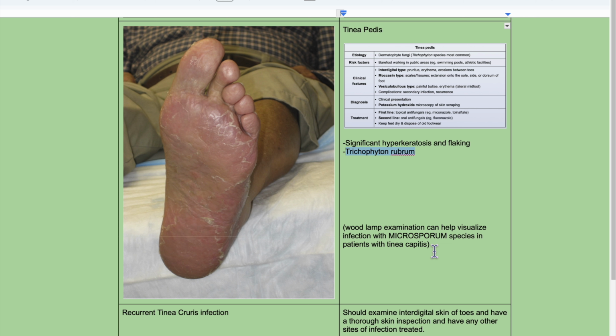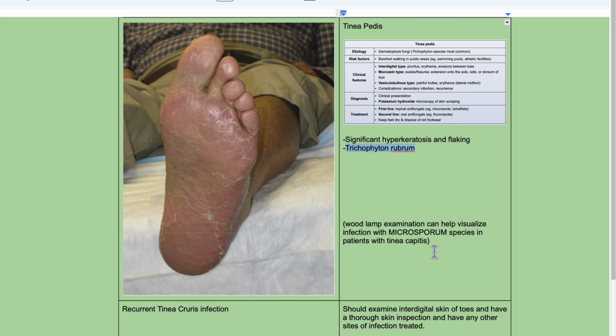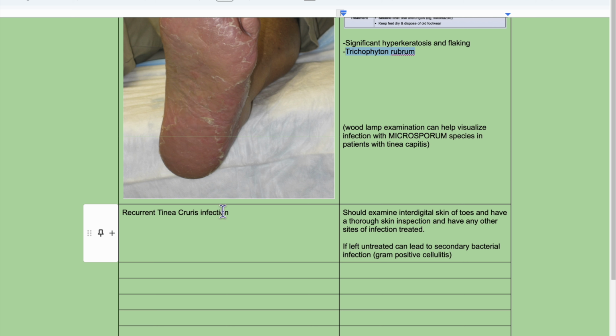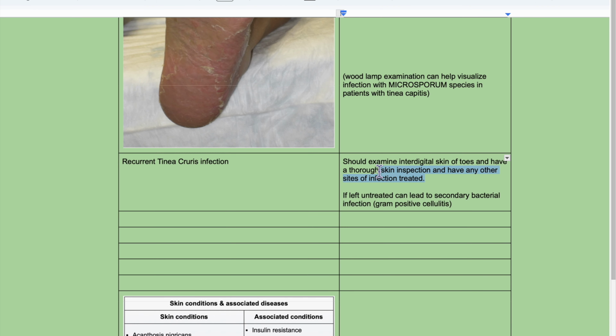Wood lamp examination can help visualize infection with microsporum species in patients with Tinea Pedis. Recurrent Tinea Pedis infection should prompt examination of interdigital skin of toes, a thorough skin inspection, and treatment of any other sites of infection. Okay, so that's important. If they're scratching and stuff, treat other sites of infection as well. Otherwise, it will recur. If left untreated, it can lead to secondary bacterial infection like gram-positive cellulitis. So that's why it's important to treat other areas as well.